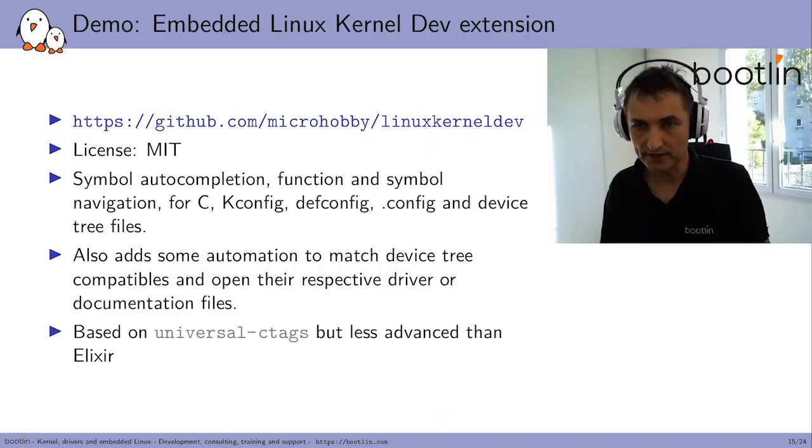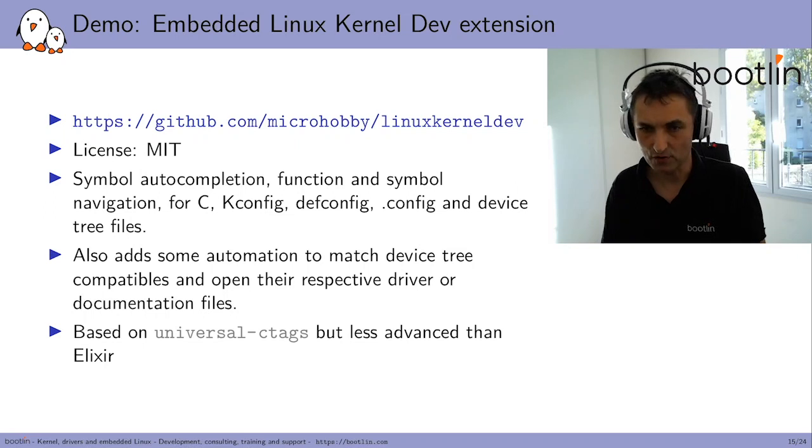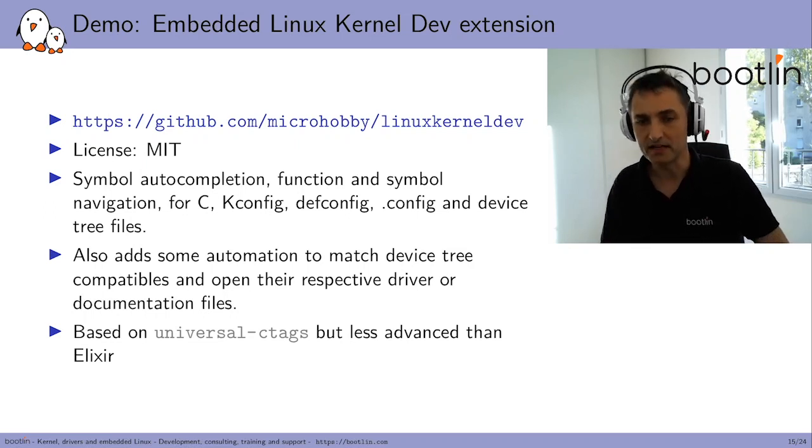Another extension that I found is called Embedded Linux Kernel Dev Extension. It's also licensed with the MIT license. It's trying to support symbol autocompletion, function and symbol navigation for C, kconfig, devconfig, .config and device tree files, so all types of kernel files. And it's trying to add automation to match device tree compatibles and open their respective driver or documentation files. Like Elixir, it's based on universal ctags, but it's less advanced than Elixir, as we will see.